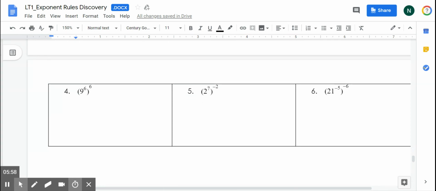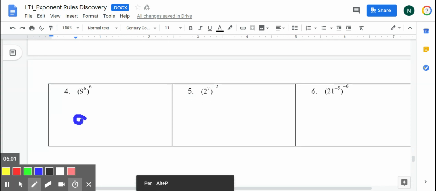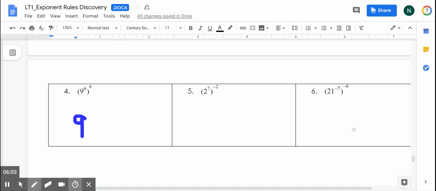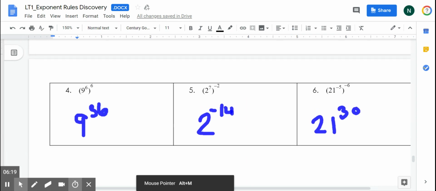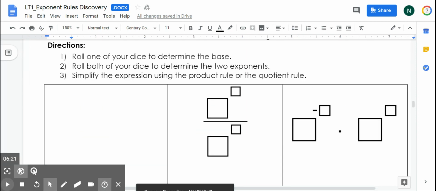Okay, last 3. Keep the base the same, 9. Multiply the exponents. 6 times 6 is 36. Next one, we have 2. Then we have 7 times -2 is -14. And then 21, we have to do -5 times 6, which then gives us a positive 30. So make sure you have those down.